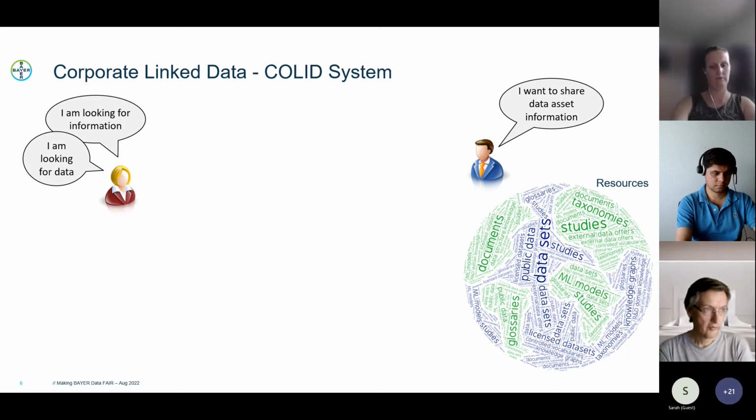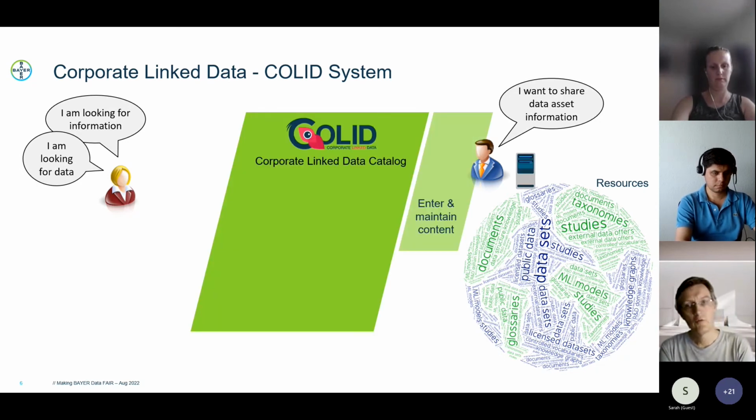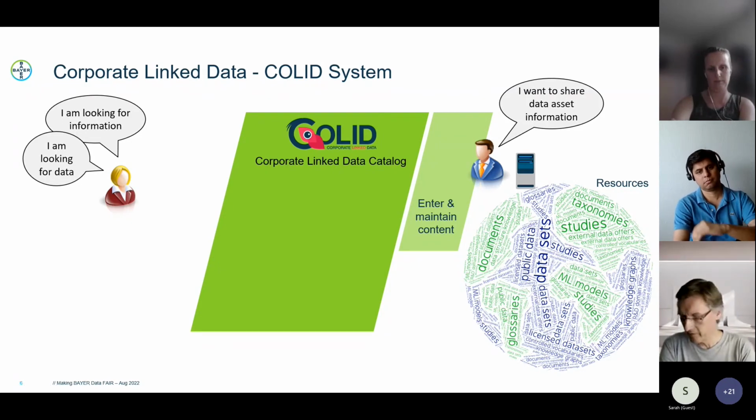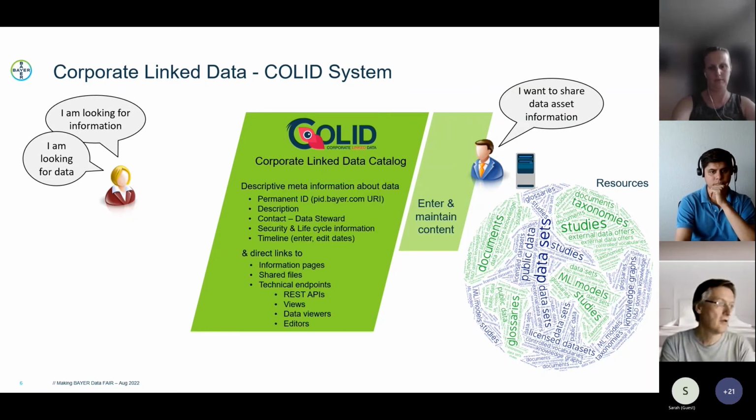So we have the two roles or personas. One is an owner of data who wants to share the data. So we created a system called COLID. I will talk about the name a bit later. It stands for Corporate Linked Data Catalog. And naturally, you need interfaces to maintain the content and get things registered. And as you see here, it's not just a person, there's also a computer, because most of the data will be registered automatically. There's way too many things that you could do that manually.